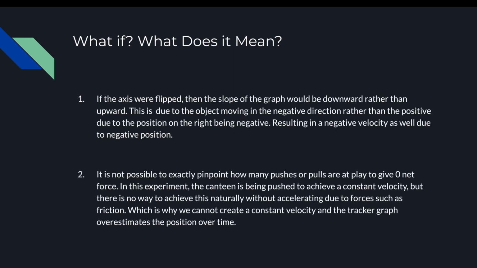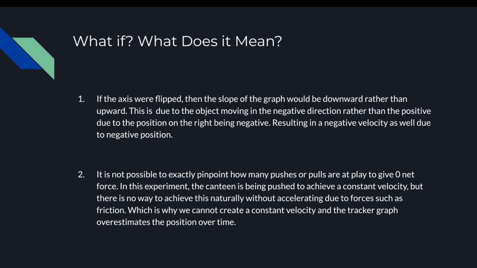Starting off with question 1, if the axes were flipped, then the slope of the graph would be downward rather than upward. This is due to the object moving in the negative direction rather than the positive, due to the position on the right being negative rather than positive. This would also result in a negative velocity as well, due to this negative position change.